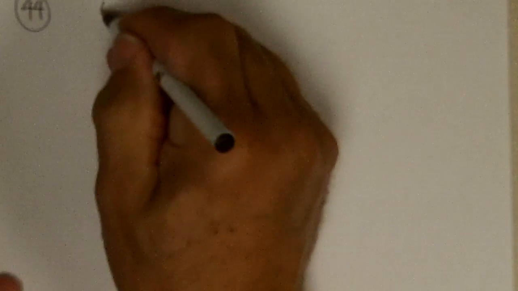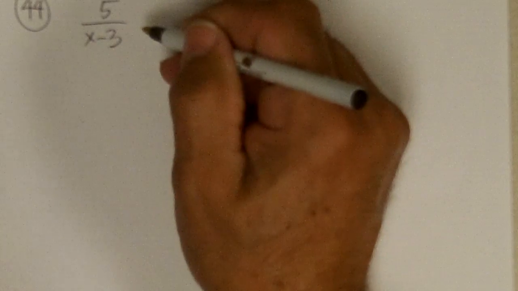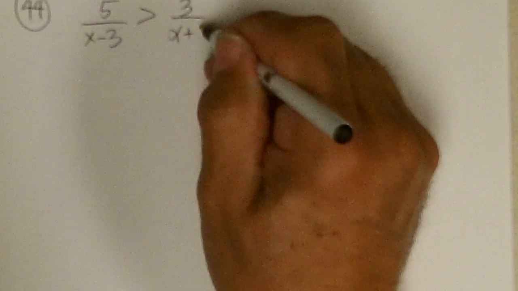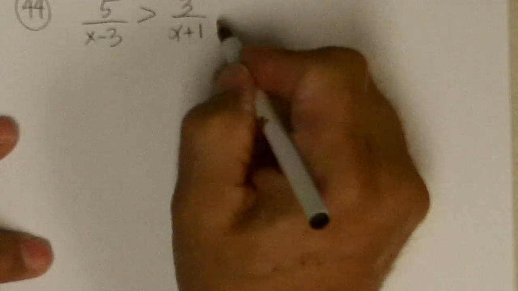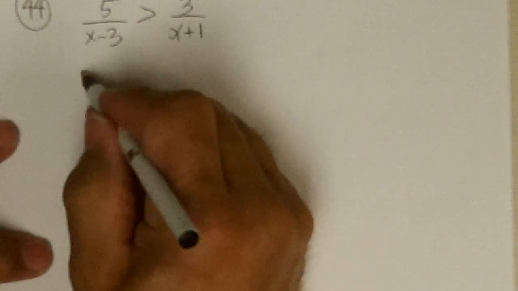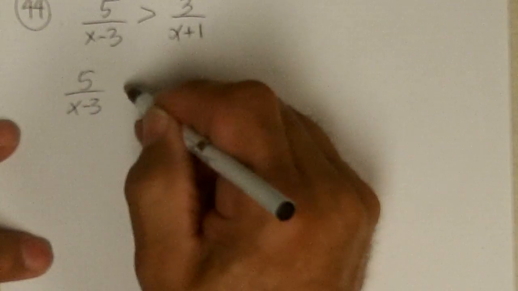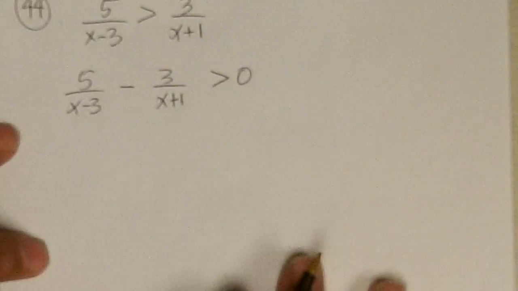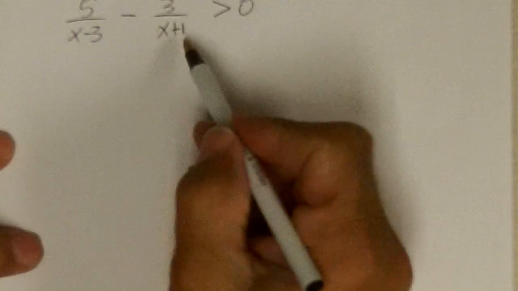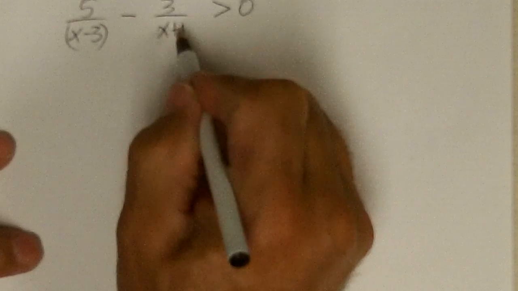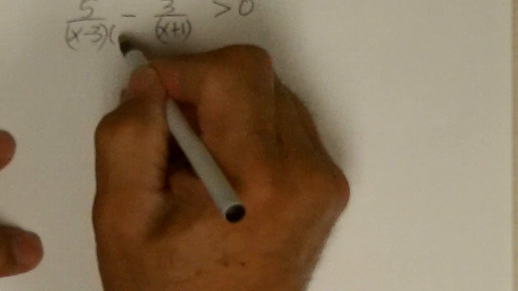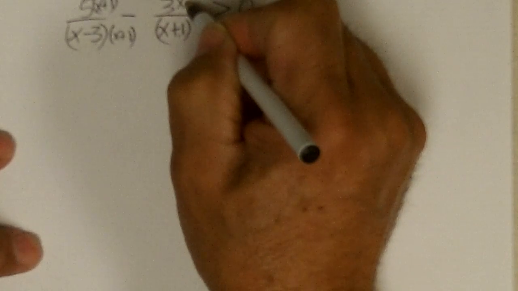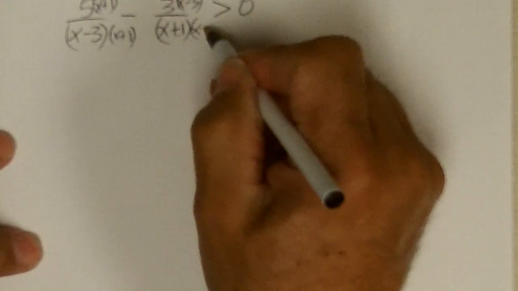Number 44 is 5 over x minus 3 greater than 3 over x plus 1. So let's get 0 on one side, so we get 5 over x minus 3 minus 3 over x plus 1 greater than 0. Let's get a common denominator, and since there's no way to make this one be that or that, we have to multiply by x plus 1 and x minus 3.